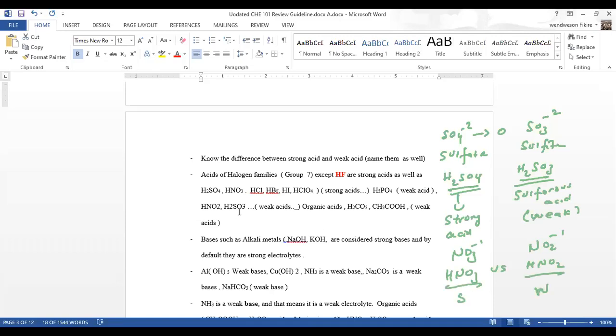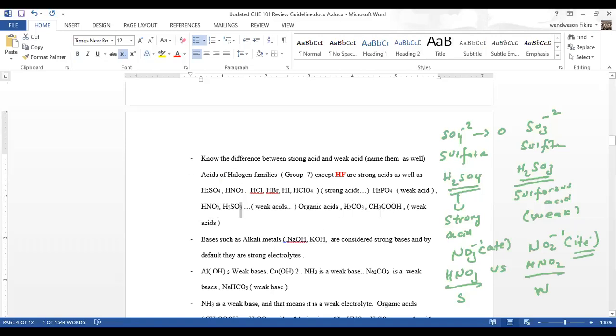Again, this is nitrate, which ends with ATE. This is nitrite, which ends with ITE. So acids composed from ITE groups are also considered weak acids. That's why we have HNO2 here and H2SO4, H2SO3 here. Maybe I can update this and send it to you later.